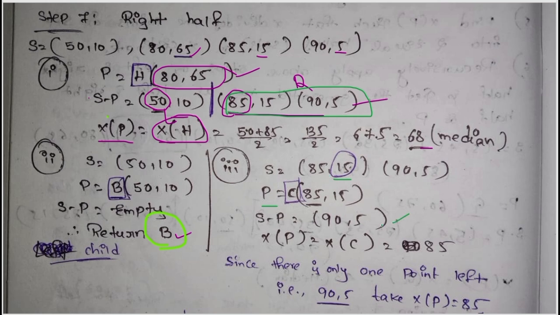So if only one value is left in S minus P, now what I need to take as the median for C is this 85 only, because only one value, that is 90, 5, has been left. So for X of P, I need to take 85 as the median for this X of C. So I have written here, there is only one point left, that is 90, 5. So I am taking X of P as 85 only.